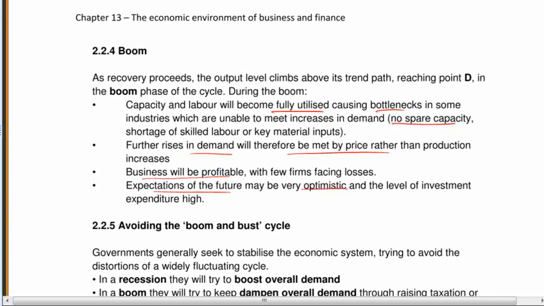Expectations of the future are very optimistic. But typically at some stage, inflation starts to become such a big concern for the government that they take the heat out of the economy. They increase taxation, they reduce government expenditure, they increase interest rates, and things start to turn down again.